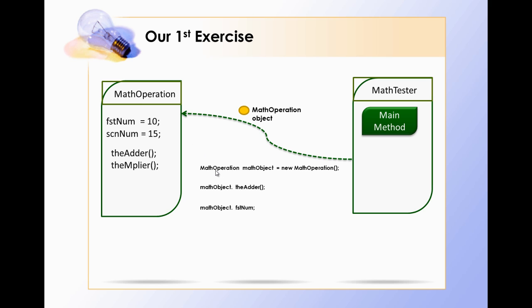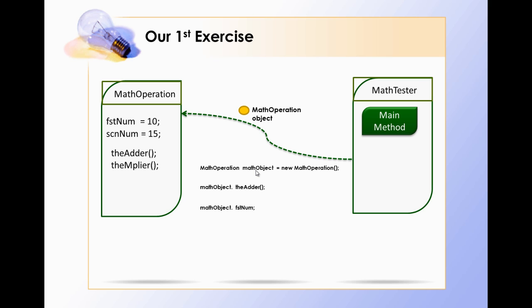And then following this class name, you have a reference variable name. I call mine math object. You could call yours whatever you like. And then you put an equal sign, new, and then the class name again, which you want access from, parentheses, and end it with a semicolon. Basically, this creates a new math operation object. This new object gets stored into the reference variable called math object.